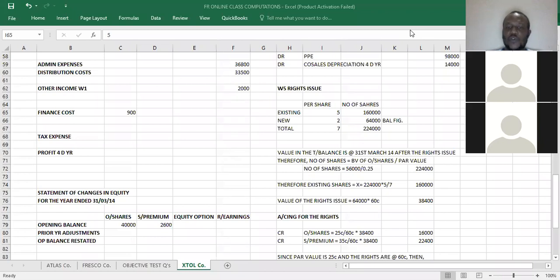So like I was saying, instead of doing this as 25 divided by 60 times 38,400, you could have done 25 cents multiplied by 64,000 shares, because that's the amount of rights shares. And then you could have done 35 cents multiplied by that 64,000 again. You would have still gotten this.